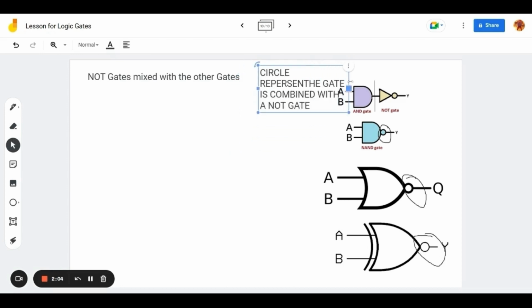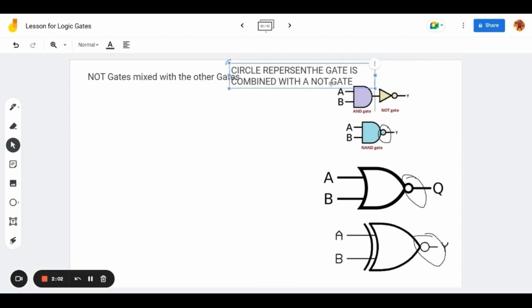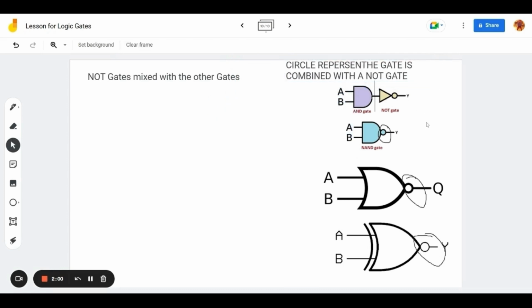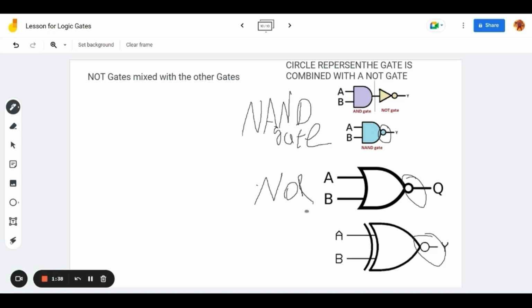So we end up not calling them an AND gate anymore. We end up calling them something starting with an N. So the prefix for these gates starts with an N. This AND gate would be called a NAND gate, OR gate would be called a NOR gate, XOR would be called the XNOR gate.